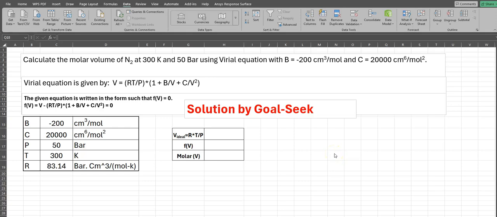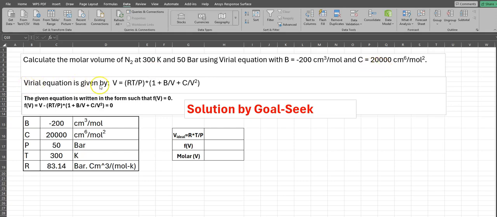Today I'll solve one numerical problem using goal-seek. So here is the problem. Calculate the molar volume of nitrogen at 300 Kelvin and 50 bar using the Virial equation, with B given, B is equal to minus 200 centimeter cube per mole, and C given, that is, B and C are Virial coefficients. C is 240 centimeter to the power 6 per mole square.